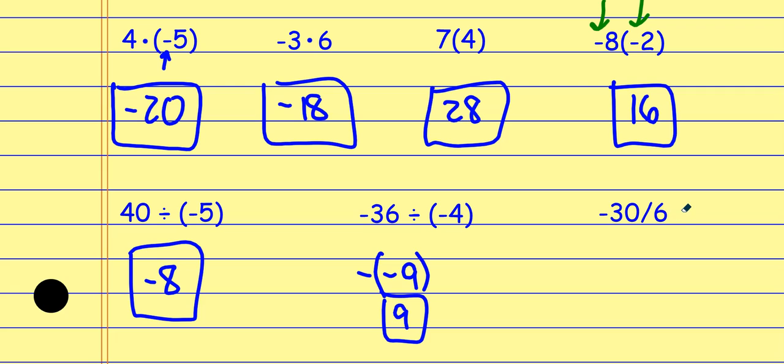If I look at this one, 30 divided by 6 is a 5, but there was an opposite symbol, so I want the opposite of 5, which is a negative 5. Okay, that's the idea behind adding, subtracting, multiplying, and dividing, okay?